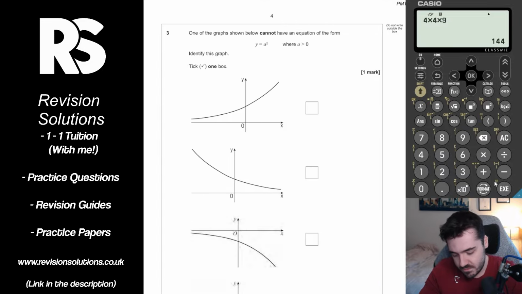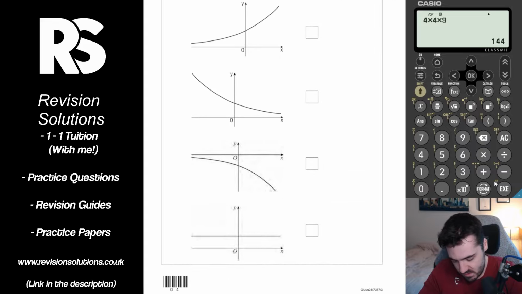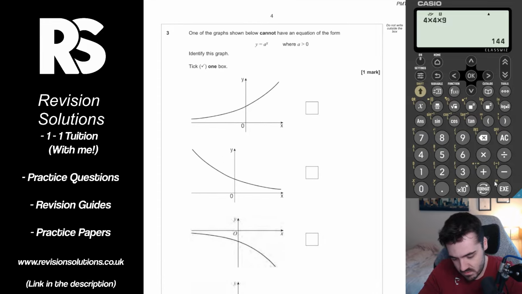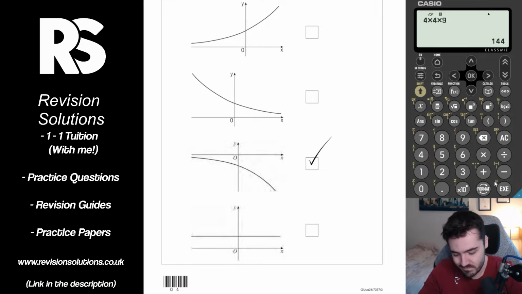And then for question 3, one of the graphs shown below cannot have an equation of the form y equals a to the x, where a is strictly positive. Which of these graphs does that? Well, straight away here, we've got negative y values. So if a is a positive value, and we're just raising it to a power, it can't be negative, so it must be that one.